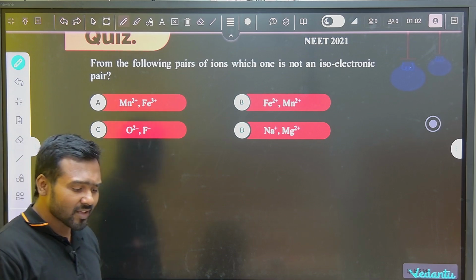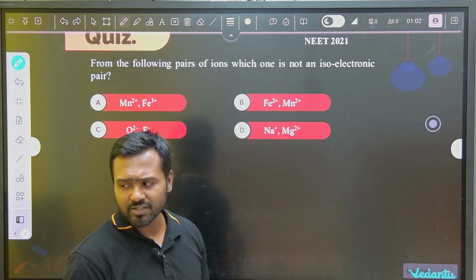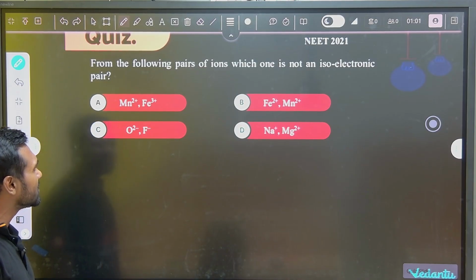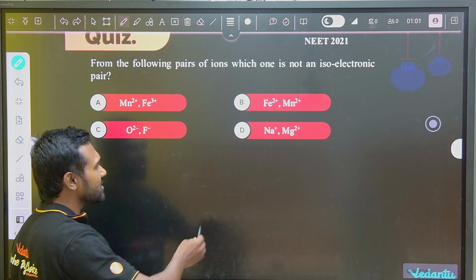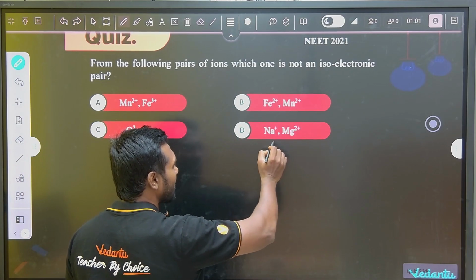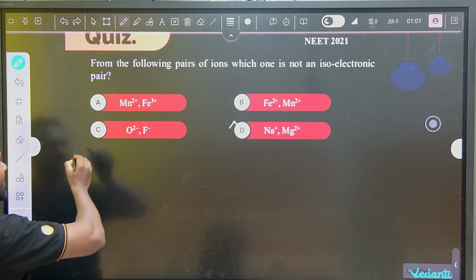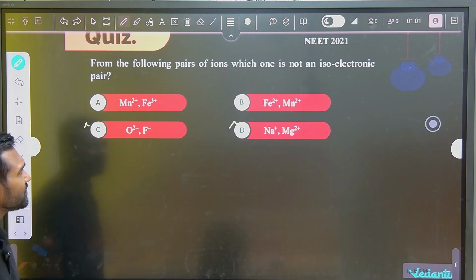So which is not an isoelectronic pair? Isoelectronic means same number of electrons. Now in this one, which is having the same number of electrons, and which is not? We know that Na+ and Mg2+ have the same number of electrons, so this is not the correct answer. Next, O2- and F-, they have the same number of electrons. This is also not the correct answer.